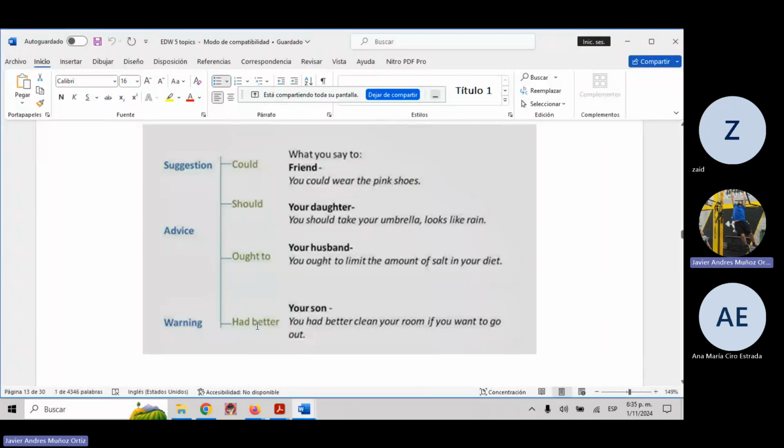And had better is used to mention a warning, something that must be done. Because if we don't follow the rules, we don't follow the pattern, we don't do what we are told to do, we are going to suffer the consequence, and the consequence is not going to be positive. It is going to be negative.